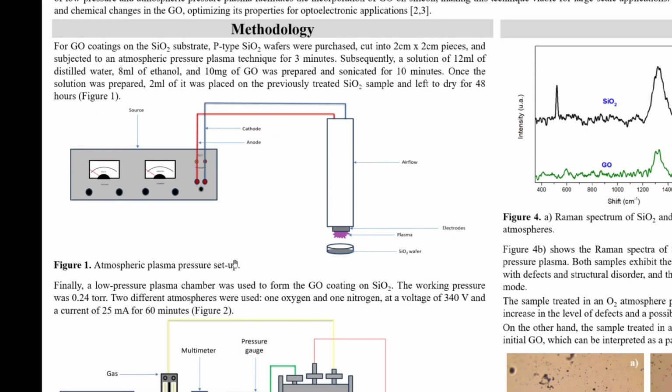The work was carried out in two stages. The first one, a plasma treatment at atmospheric pressure, was applied to activate the surface, and then the GO was deposited by drying. The setup is shown in Figure 1. In this case, we use a high power source connected to the electrodes to produce the discharge on the silicon wafer surface. Atmospheric pressure is used in this part, so there is an airflow.